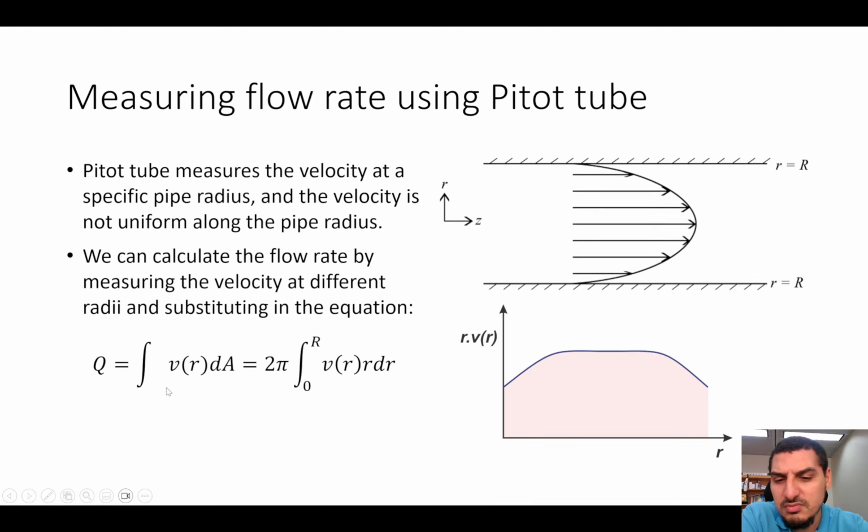I think we discussed it many times before, that you can calculate the volumetric flow rate as the velocity times area, or by integrating v dA over the whole area. The velocity is a function of r, and dA is 2 pi r dr. So this is 2 pi, which I took out of the integration, and then r dr, and this is what we have inside the integration.